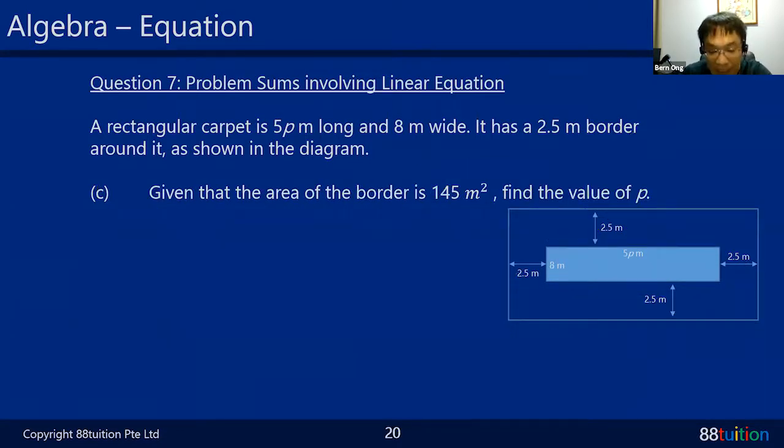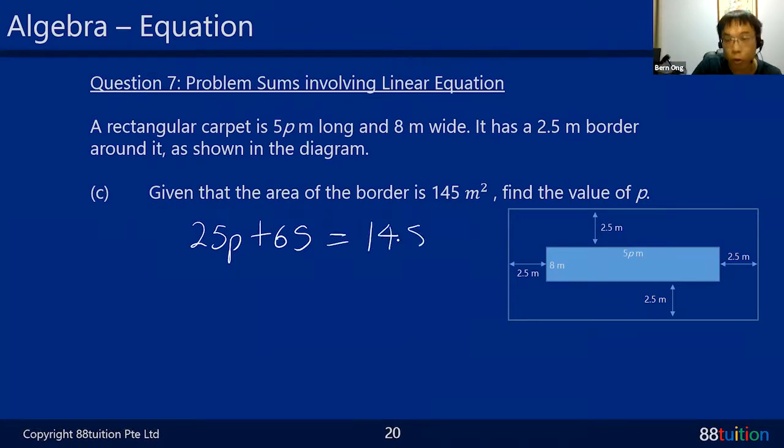Okay, part C. Given that the area is 145, you compare the area of the border with 145. The area of the border is 25p plus 65. This is the area of the border, compared with the area, which is 145. So at this moment, you're actually forming the equation again.